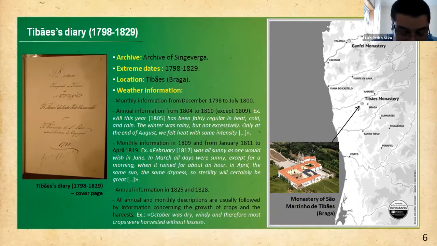From April 1819 to February 1829, we only found annual descriptions for the years 1825 and 1828 and individual descriptions of extreme weather events. Moreover, qualitative descriptions of monthly weather were usually followed by information concerning the growth of crops and the harvests. Such reports are also often accompanied by the prices of grain, fruit, and vegetables.